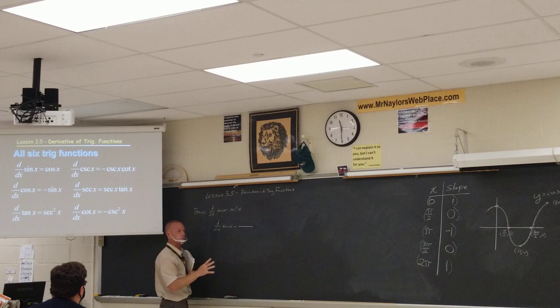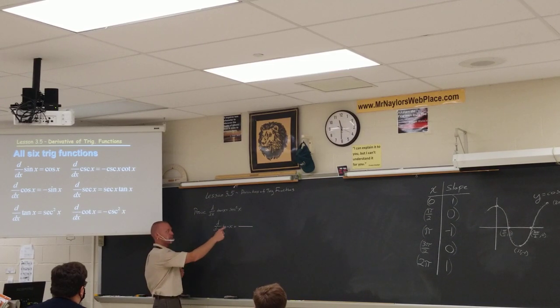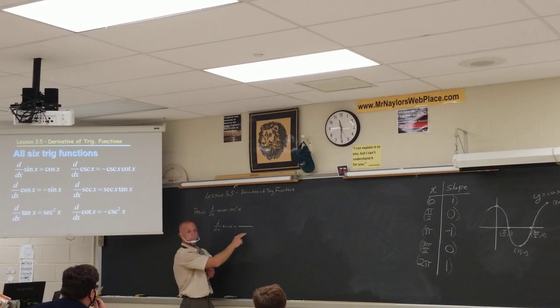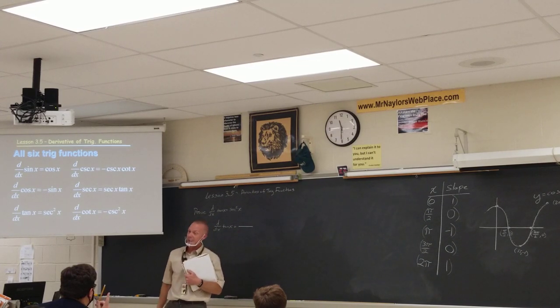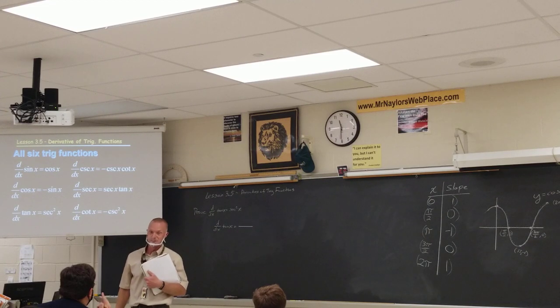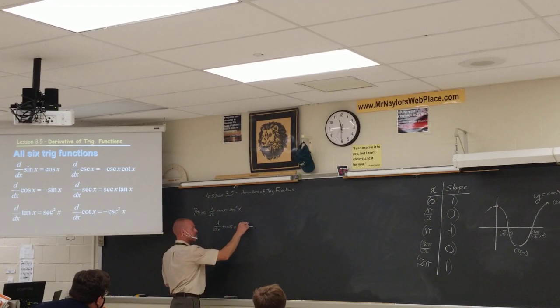Now, if you're like, I don't get it, Miss Naylor, just give me some candy. This is from last year. Tangent is equal to blank over blank from last year. I had some of you last year. Go ahead. Would it be sine of x over cosine? Good. It's sine over cosine.